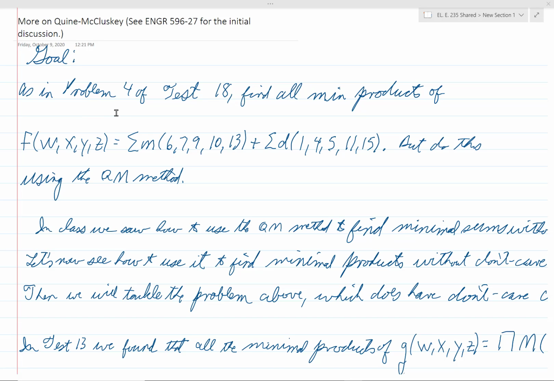The way that this became of interest is that problem 4 in test 18 asks you to find all minimal products of this function. Using the Carnot-Mapp method, it turned out to be a little bit tricky to do this. It's certainly entirely possible, but it's easy, in this problem and in some of the others we've seen, to miss one of the possible groupings. And of course, if you do this, then you're very likely to end up with the wrong answer.